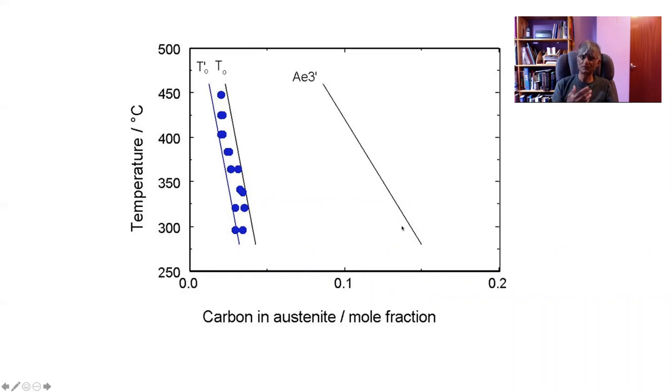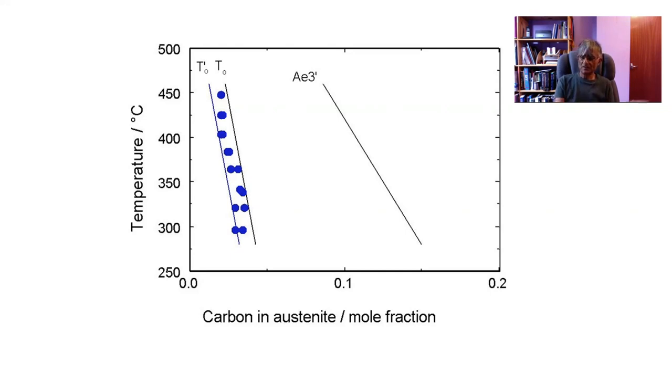And notice the huge difference between this and this. These are real calculations and real experiments. So our conclusion is that the transformation happens in a sequence where we form a platelet of martensite first, and then, because of mechanical stabilization, its growth stops, and you get the carbon partitioning into the remaining austenite.